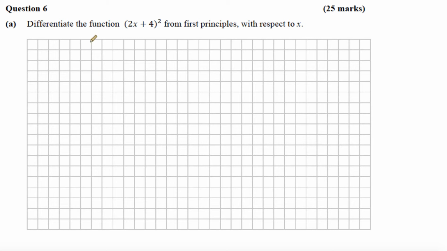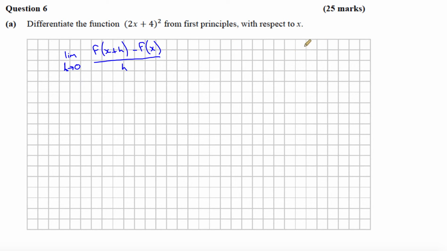Okay, so for differentiating from first principles, we're trying to show that the limit as h goes to 0 of f of x plus h minus f of x, all over h. We're trying to find that, the limit as h goes to 0 of that. Okay, so we have our function here.